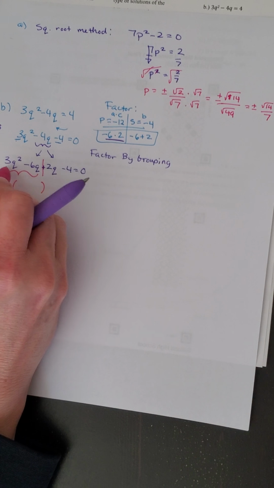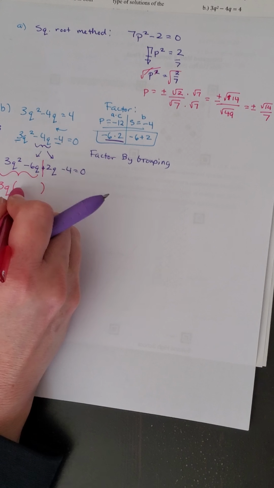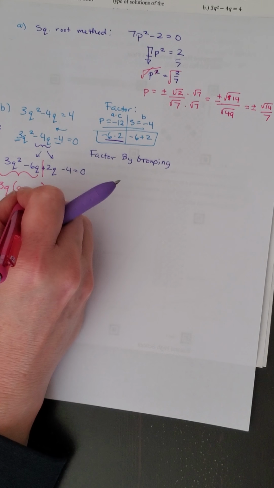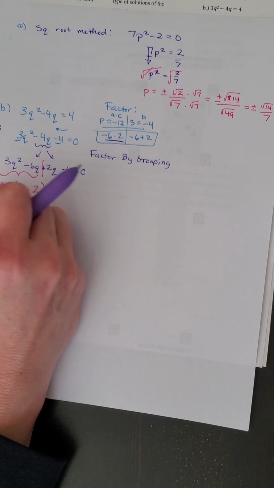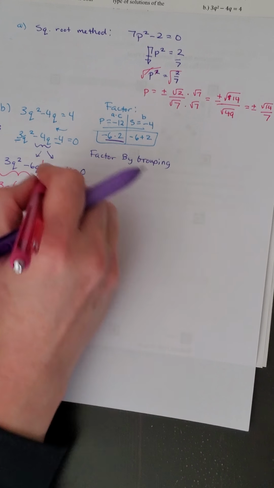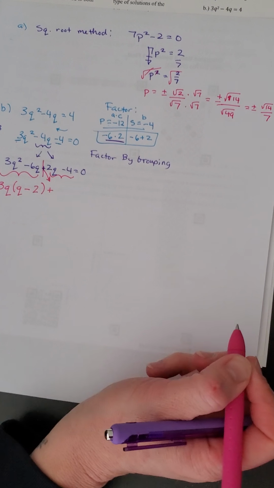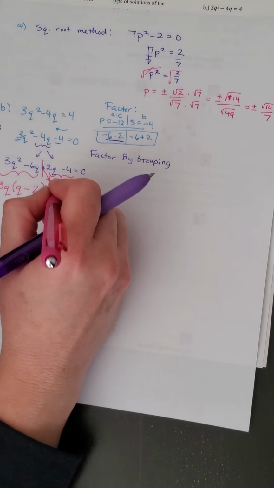If I take a 3q out here, I would need to have a q so that when I multiply, I get this back. And here I need a minus 2 so that when I multiply, I get negative 6q back. Always bring this sign straight down. And then we look and see what these two have in common, which is a 2. So I'm going to take a 2 out.